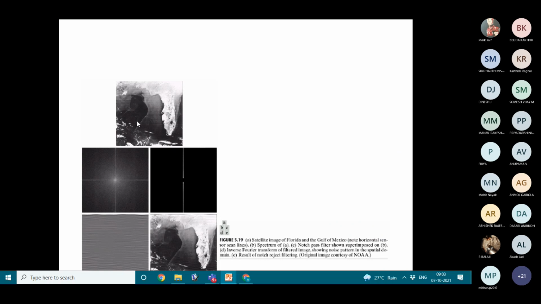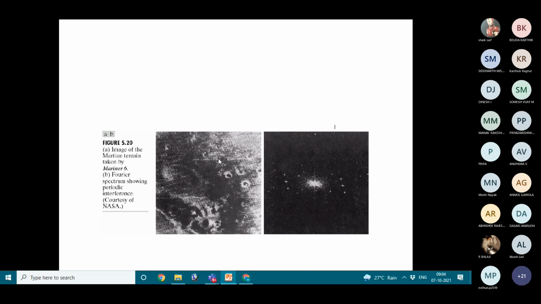So these are some images. This is the satellite image of Florida and the Gulf of Mexico. This is the spectrum, A. This is the notch filter, which is superimposed on B. This is the inverse Fourier transform of the filtered image, and this is the result of the notch reject filter. And this is the image of Martian terrain by Mariner 6, and this is its Fourier transform with respect to periodic interference. When there is periodic interference, the Fourier transform will look like this. We have already discussed some examples related to that.